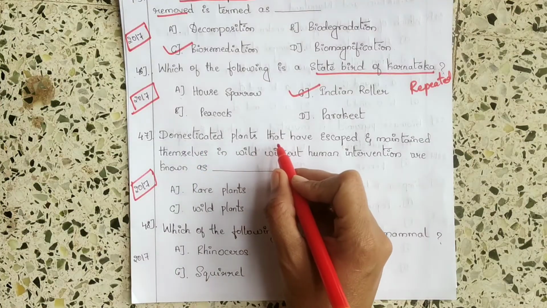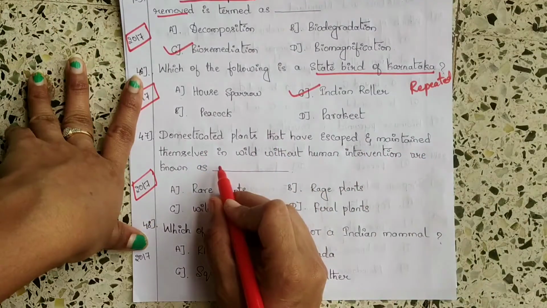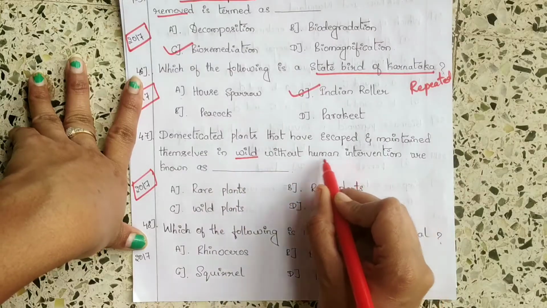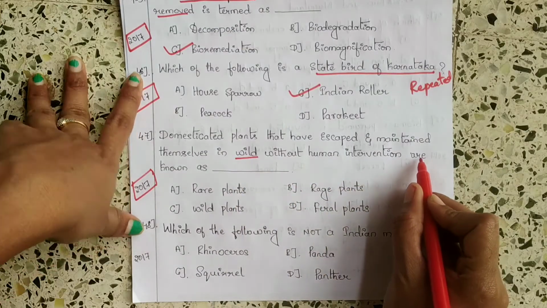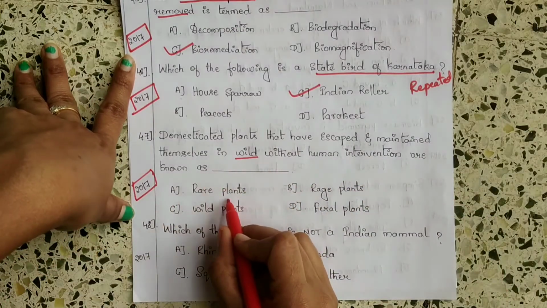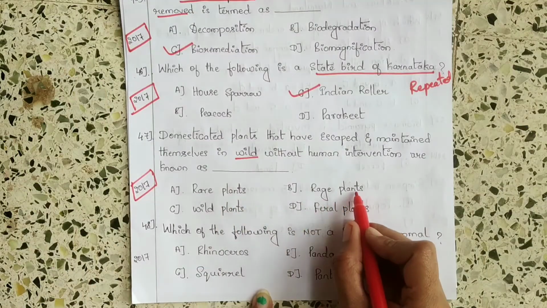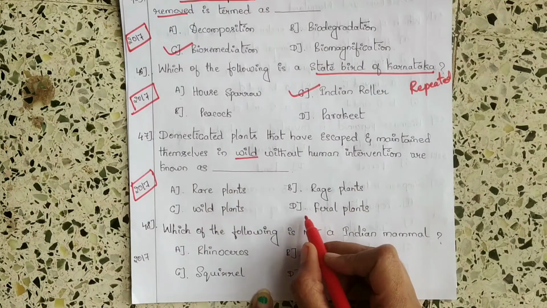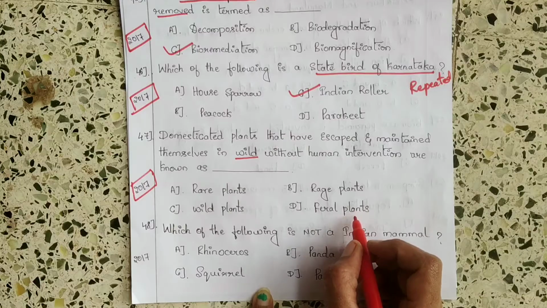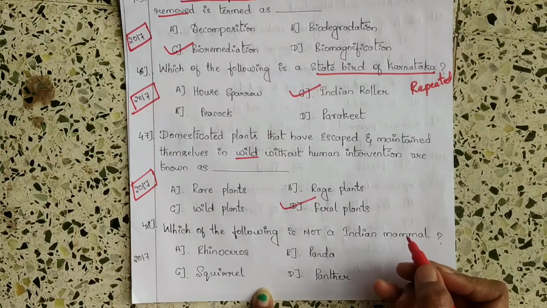Okay, let us move on to the next question, 47th one, which is asked in the year 2017. Domesticated plants that have escaped and maintained themselves in the wild without human intervention are known as. Option A, rare plants. Option B, rage plants. Option C, wild plants. Option D, feral plants. The correct answer for this is option D, that is feral plants.